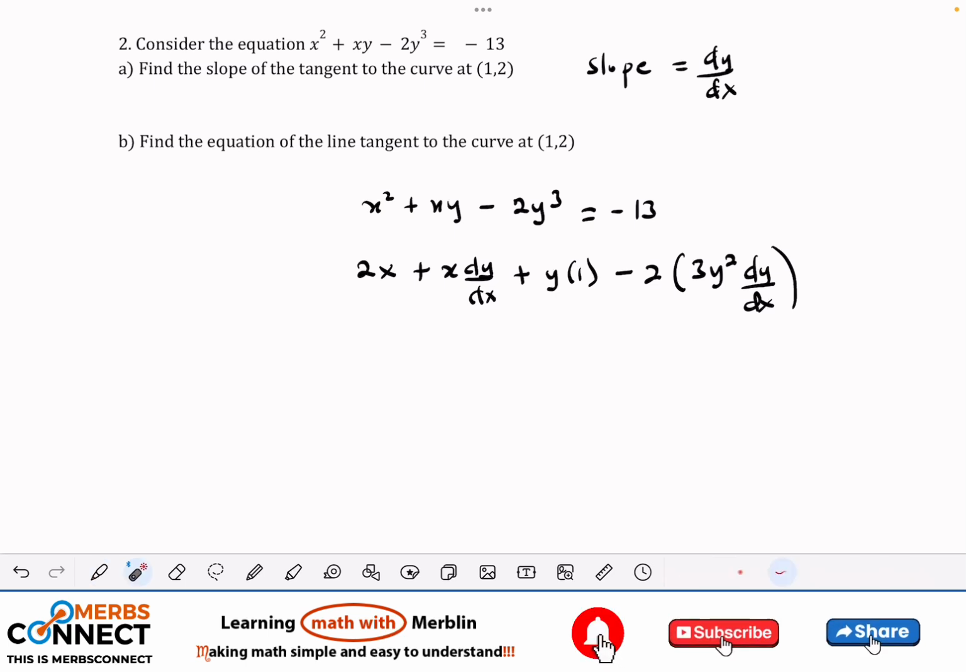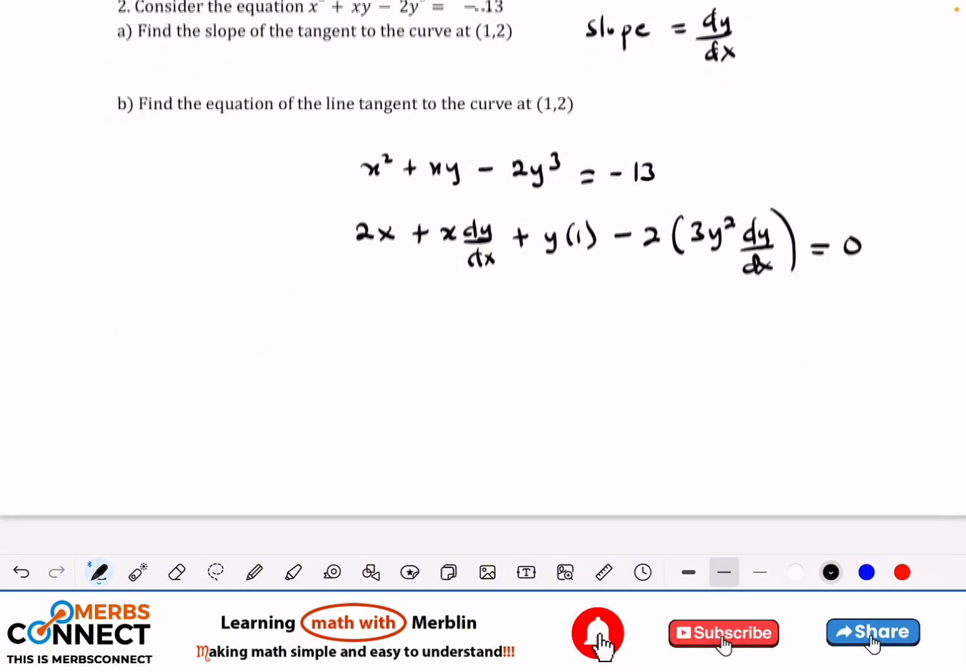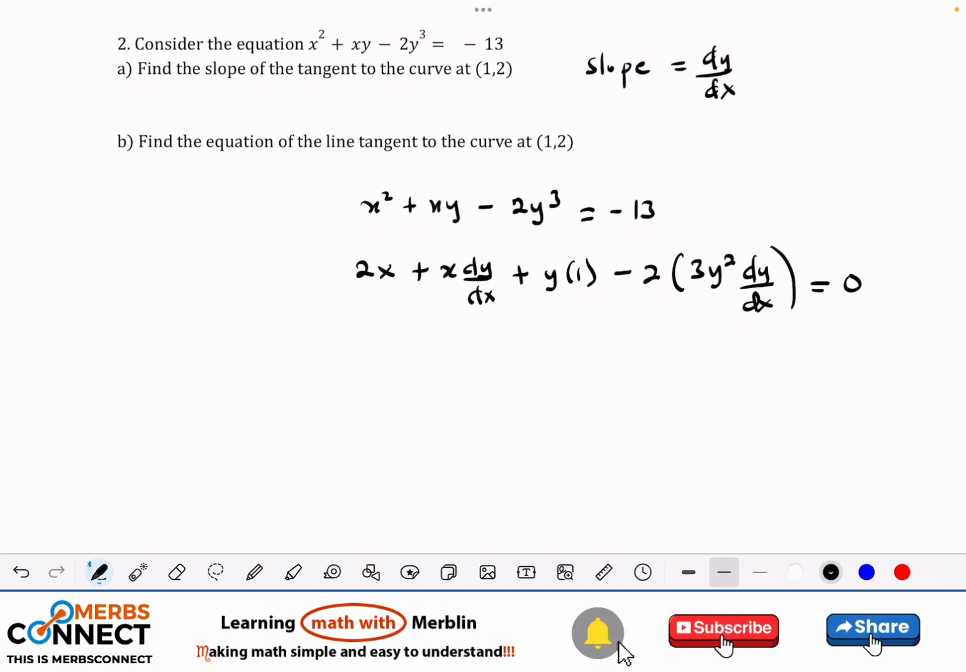Differentiation. And we are differentiating y, not x. And this is going to be equal to 0 because when I differentiate negative 13, I'll get 0. We don't need to do any hard work here. Since the point is given to us, we don't even need to make dy over dx the subject. We can just plug them in before making dy dx the subject.